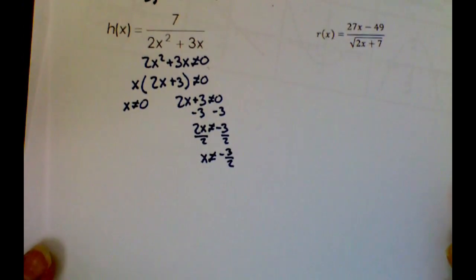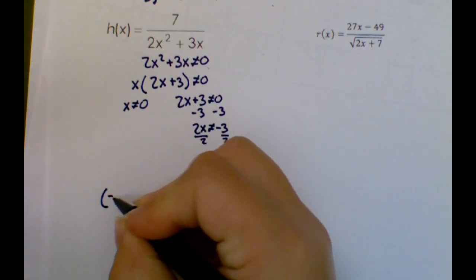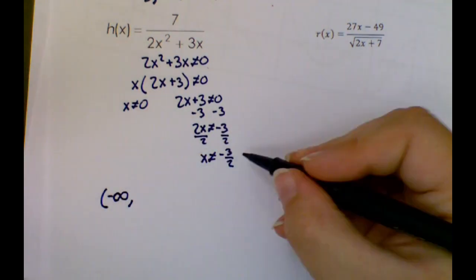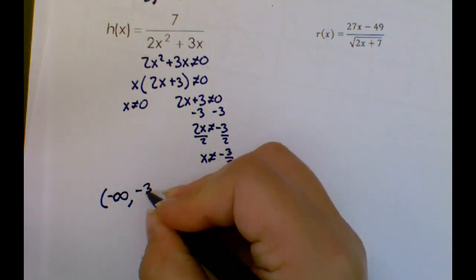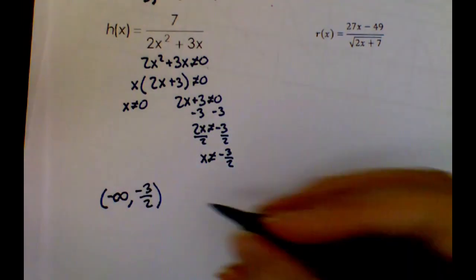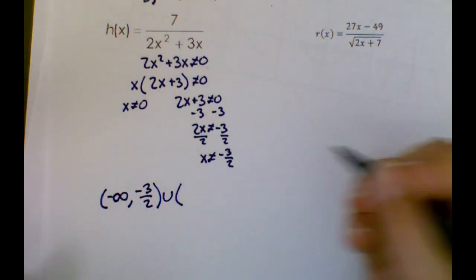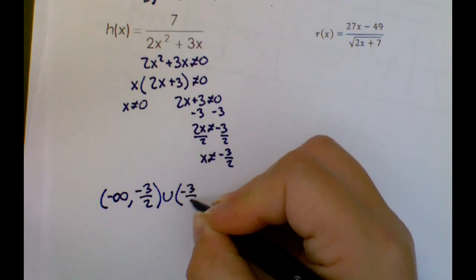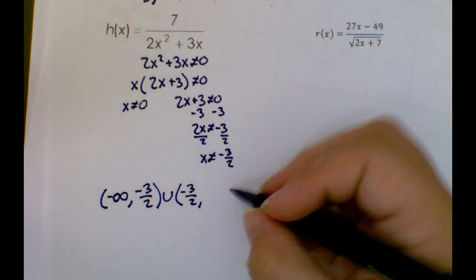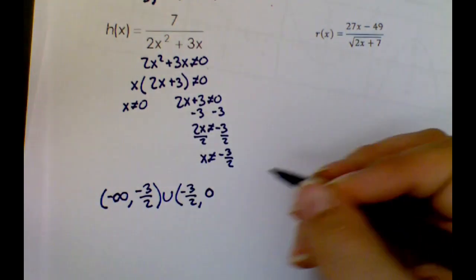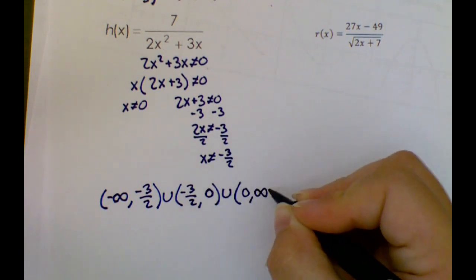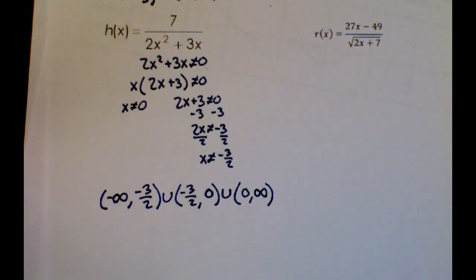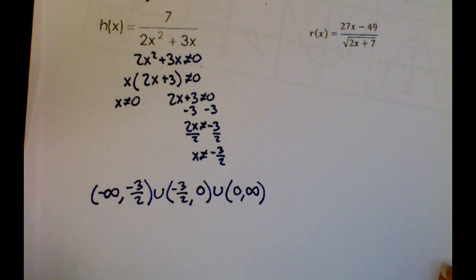When we write our interval notation with two places that x cannot be, we're still going to start at negative infinity. And we've run into our first issue, the smaller of the two, which is negative 3/2. Then we pick up at negative 3/2 on the other side. But then we run into another issue at 0, so we go negative 3/2 to 0, or 0 to infinity. So it's the same thing, we just have more places to split.